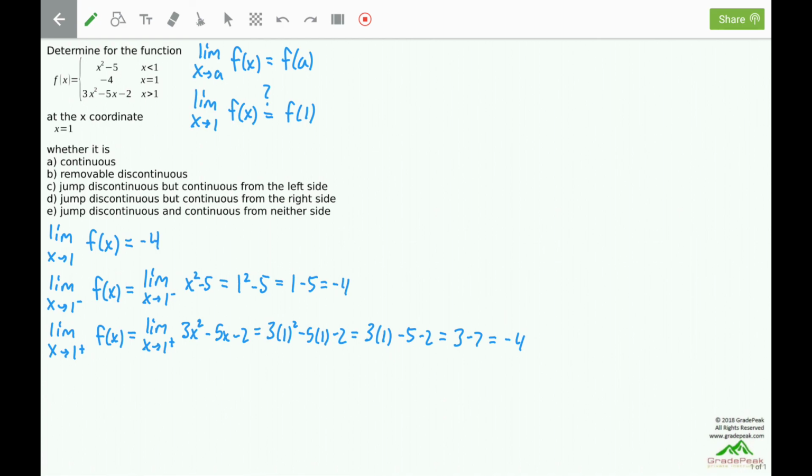The next thing to determine is f right at 1. F of 1 is determined with the split expression function where x is able to equal 1, and that would be right here. And according to that, the f of x is negative 4 when x is a 1, so f of 1 will be negative 4.